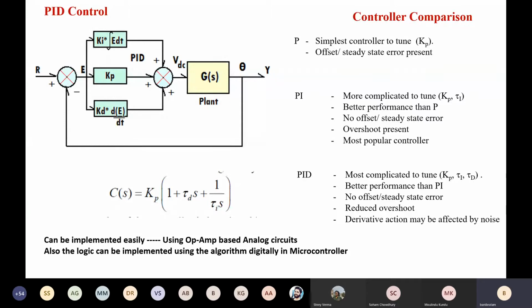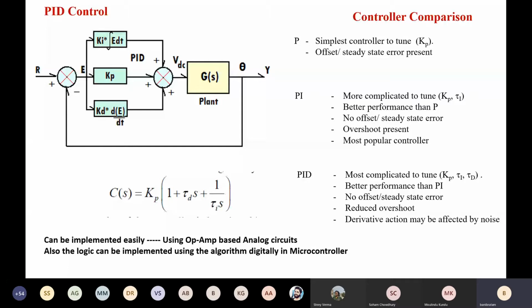So if I am the control engineer, I want to design a controller. Then I will design this controller, and what should be the value of KP, tau D, tau I that I have to choose. Okay, and there are different methods to choose those parameter values, on which basis I will choose that.